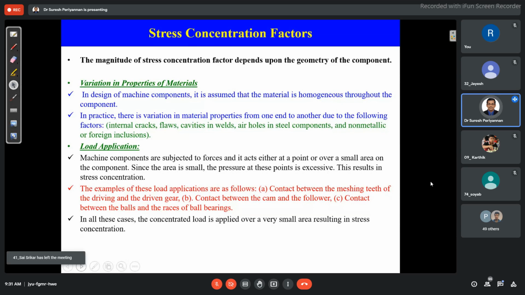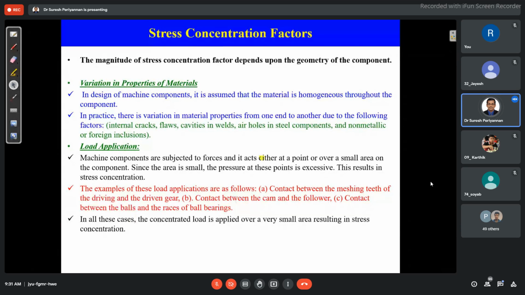Now I come to the load application. When mechanical components or a mechanical system are functioning, they are not only subjected to tensile, compressive, bending, or torsion loads. It may be a combination of all together, maybe tensile and bending, or torsion and bending. Whatever forces or stresses are acting, they may act at a point or over a small area.